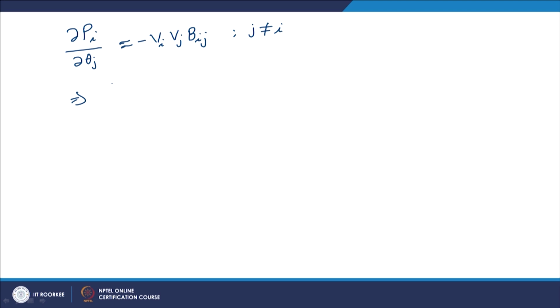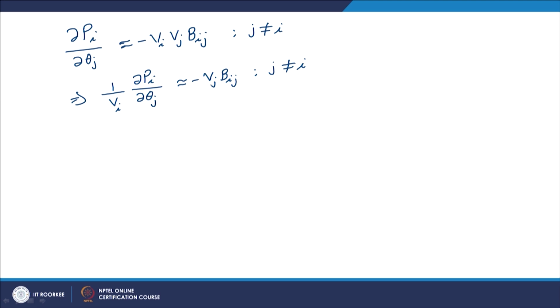From here I can write down that 1 by Vi delta Pi by delta theta j is equal to minus Vj Bij for the condition j is not equal to i. Now, here we invoke the assumption that all voltage magnitudes are equal to 1, but we only invoke the assumption at the right hand side, but not at the left hand side.